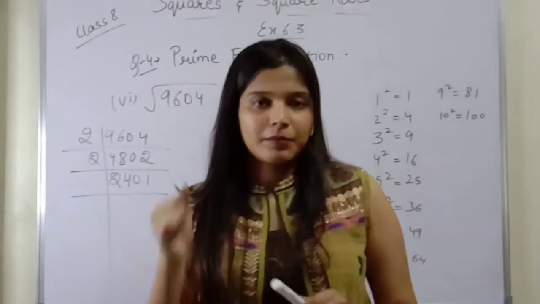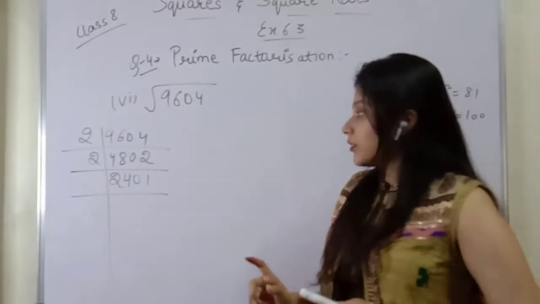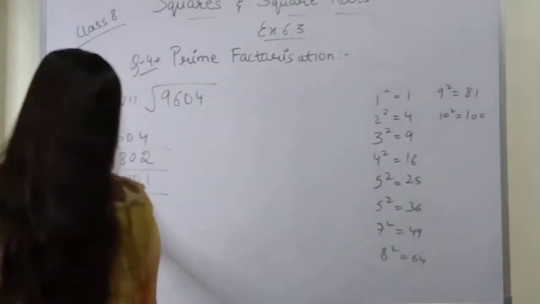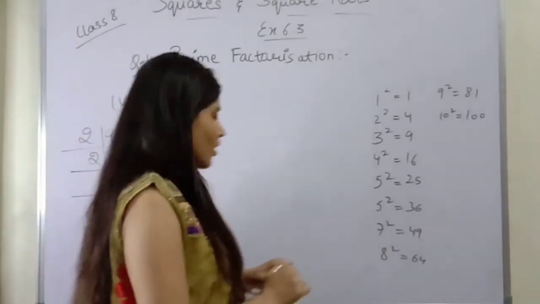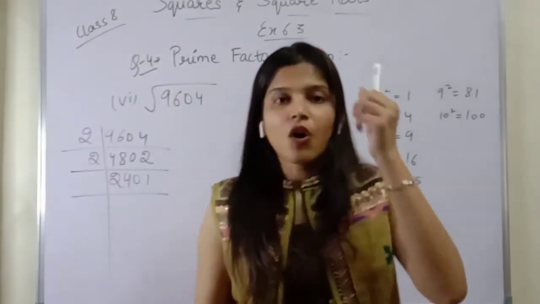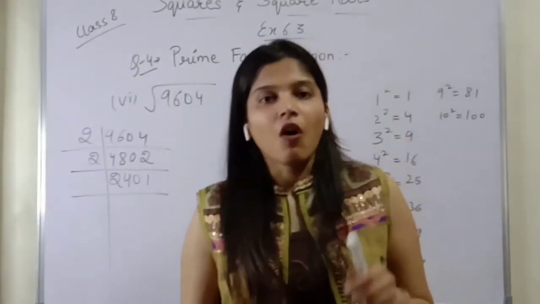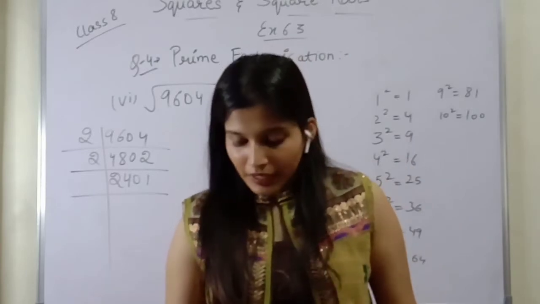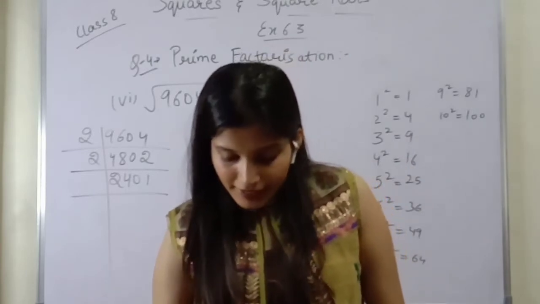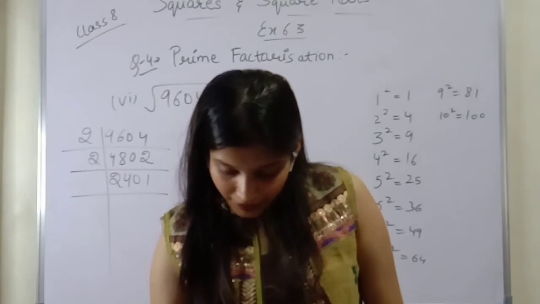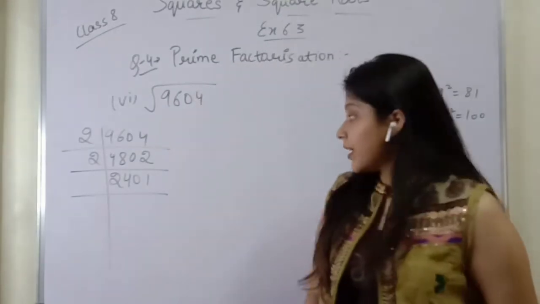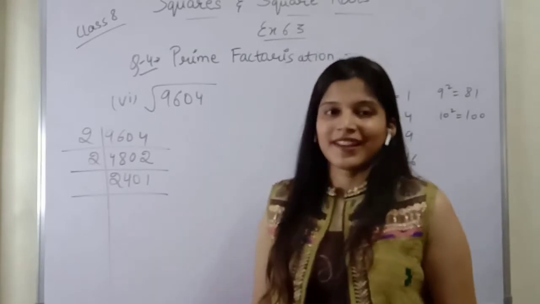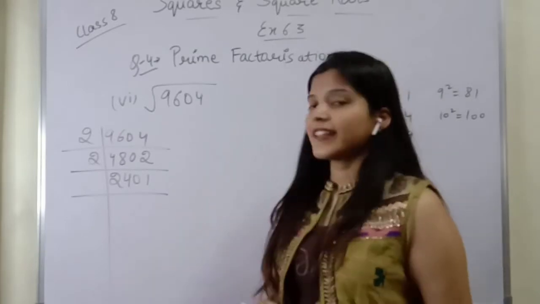This is not a multiple of 2. We will check by 3. 2 plus 4 is 6 and 6 plus 1 is 7. So, no. This is also not a multiple of 3. Now, 4 का भी multiple नहीं है ये. 5 का भी नहीं है. अब हम इसको चेक करेंगे 6 से. 6 का भी नहीं है because 2 का नहीं है. ठीक है. So, now we will check this by 7.